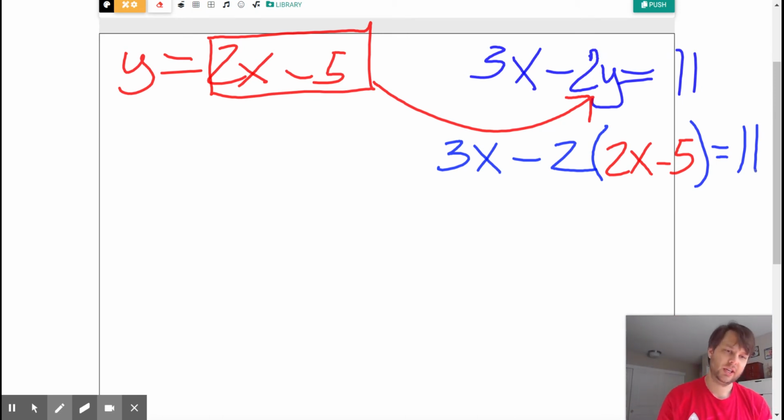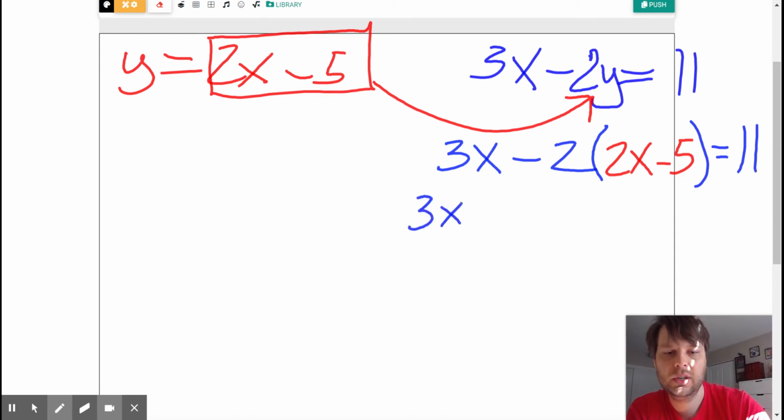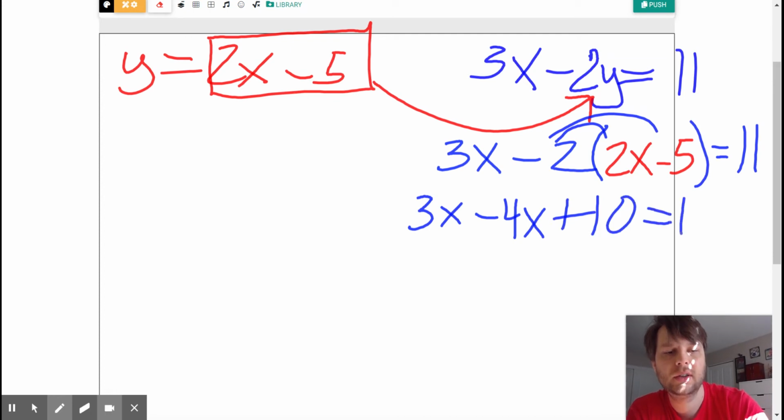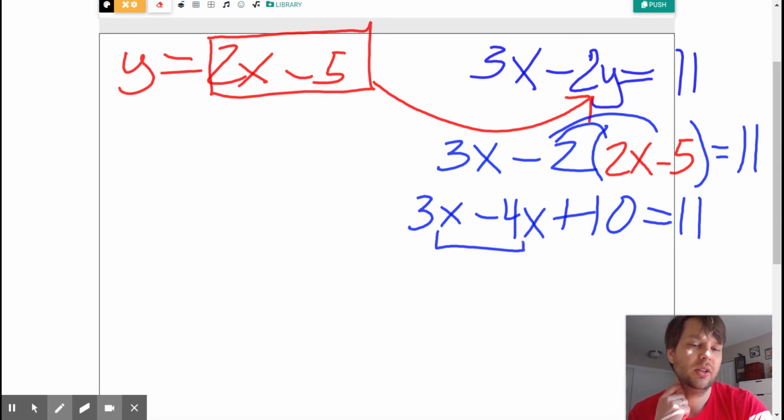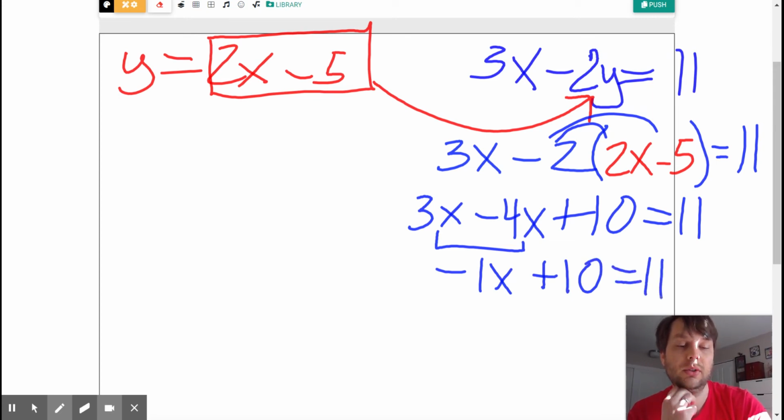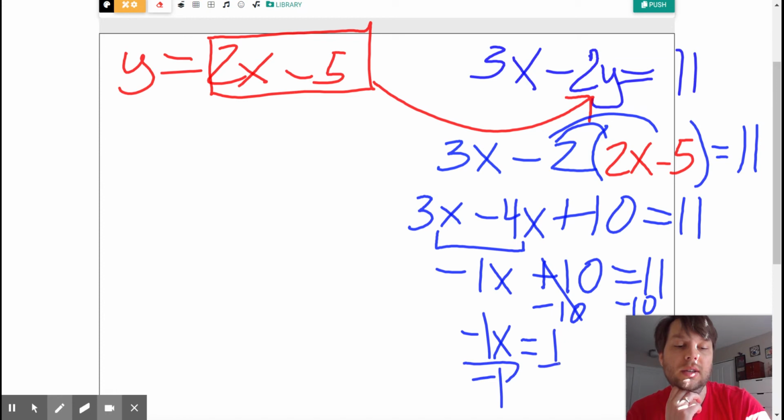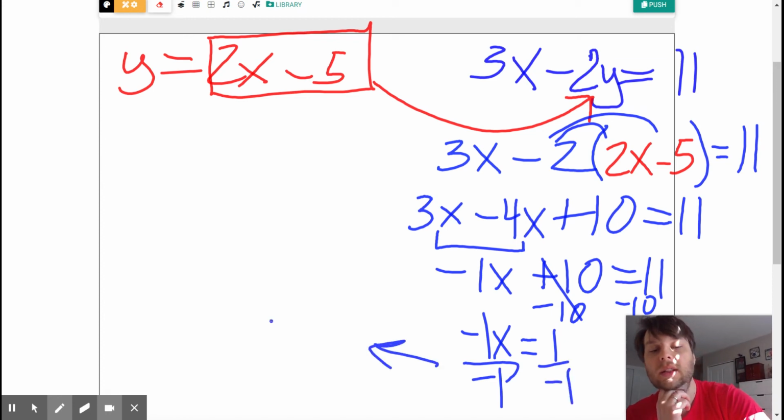Now this should look familiar. This is like a unit 2 sort of equation again. When you have parentheses, that's when you're going to distribute. So negative 2 times 2 makes negative 4x. Negative 2 times negative 5 makes positive 10. That equals 11. When you have the same type of term right next to each other, you could combine them. 3 minus 4. So negative 1x plus 10 is equal to 11. Let's subtract 10. Negative 1x is equal to 1. And dividing by negative 1, we get that x is equal to negative 1.